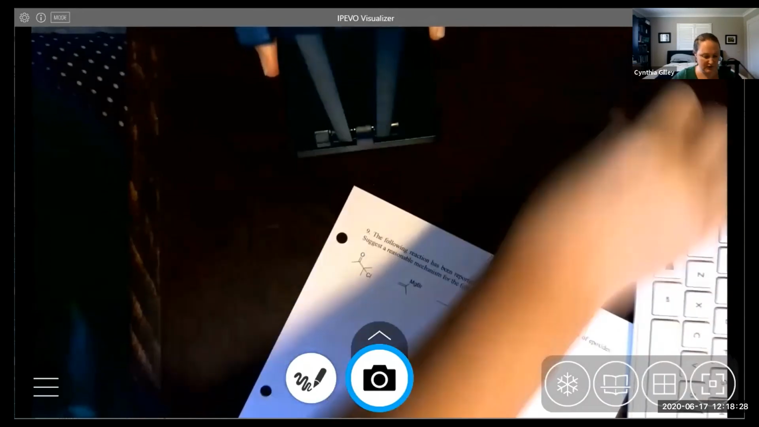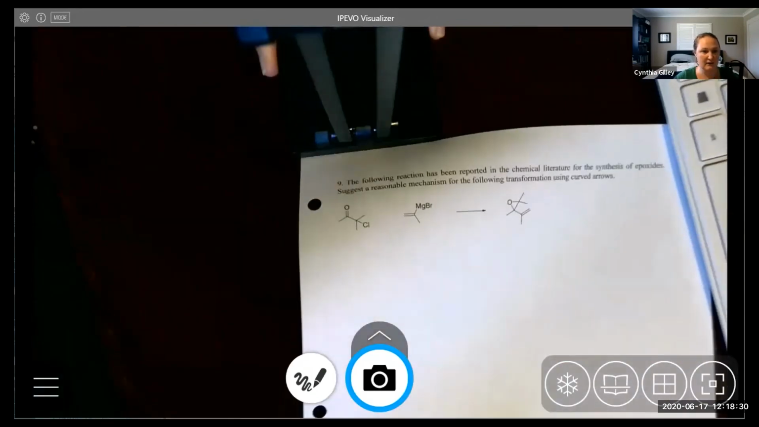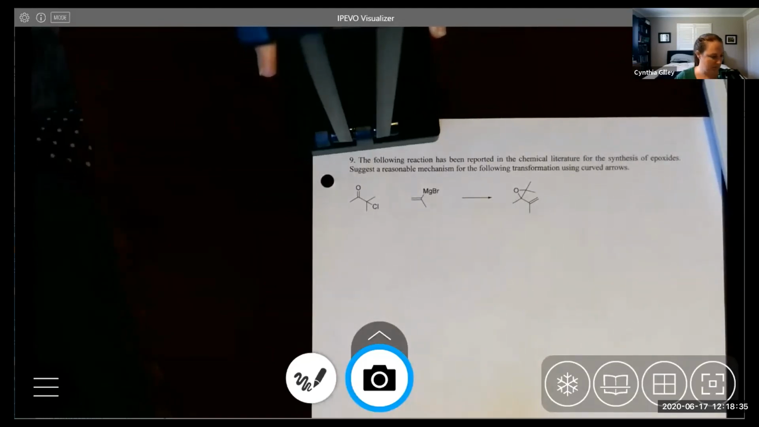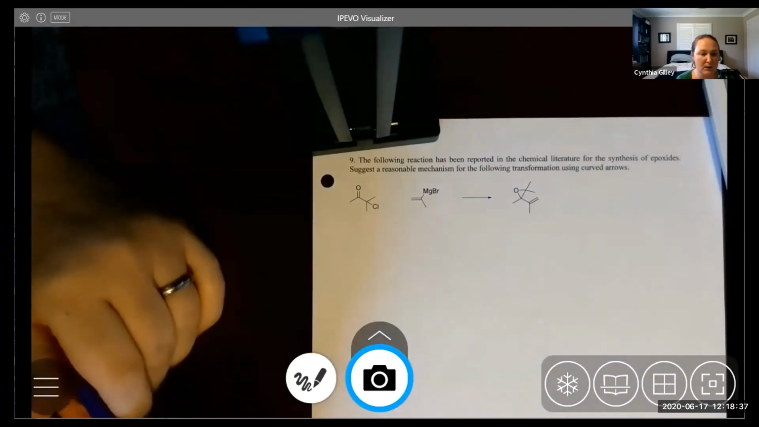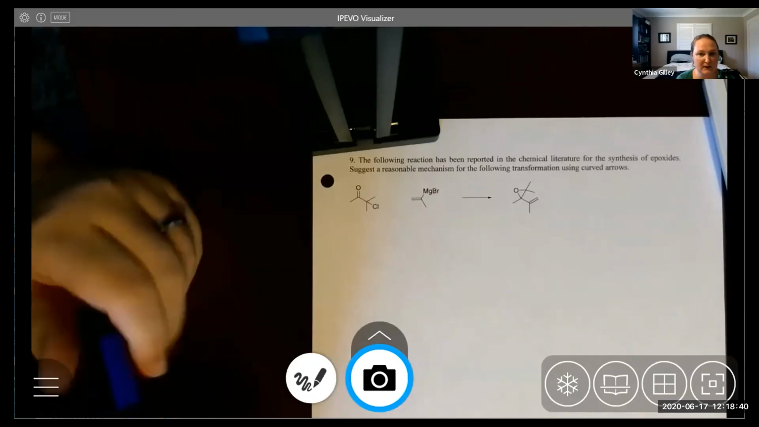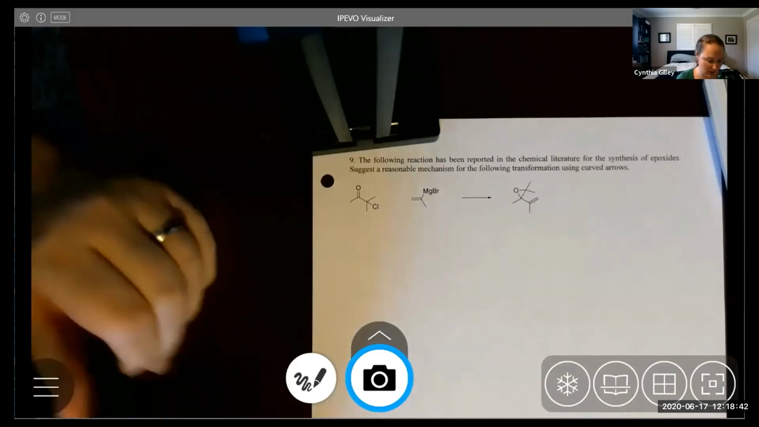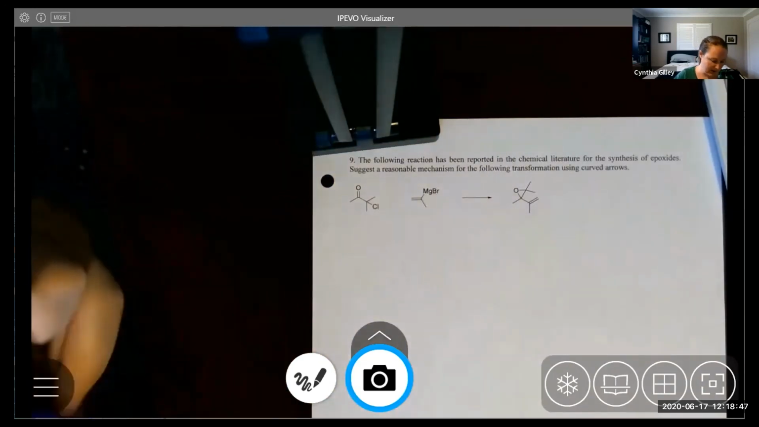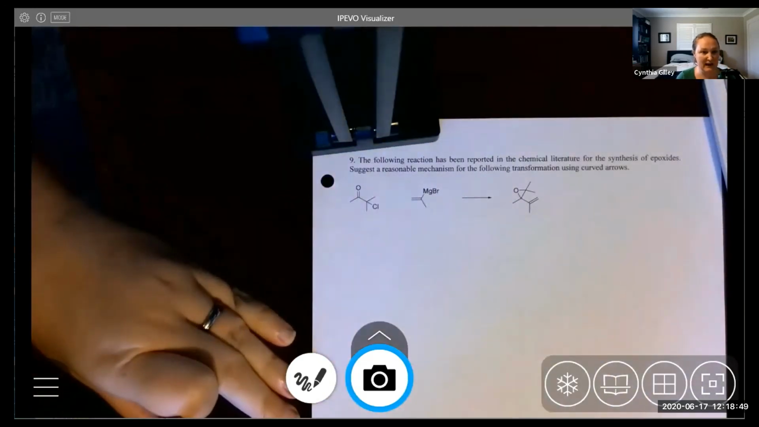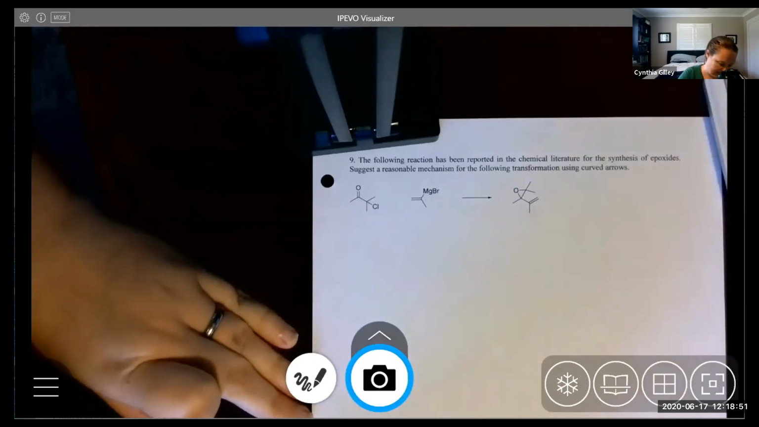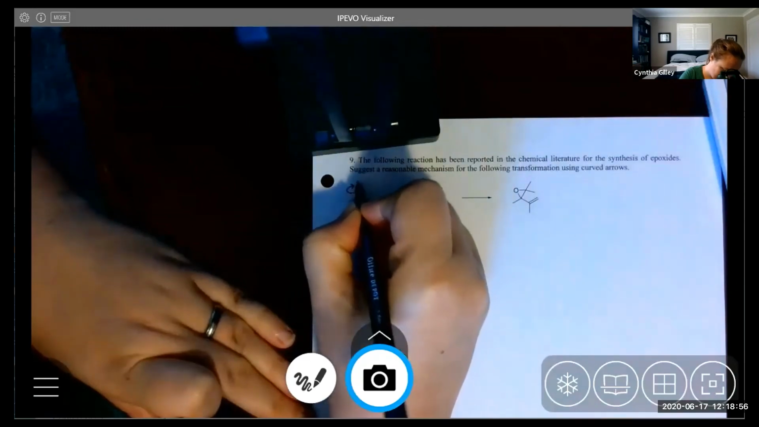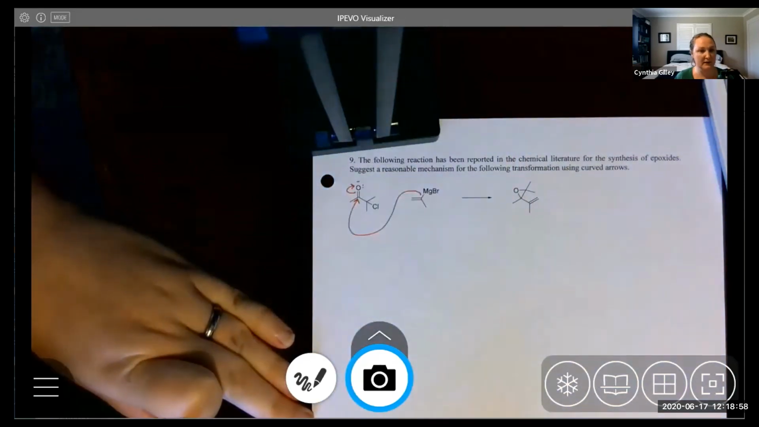All right, last question in this one, which is a mechanism question. So this has been used in the chemical literature to make an epoxide. Well, one thing we know with Grignard reagents is that they love to attack carbonyls. So they definitely like to do a nucleophilic attack on that ketone.